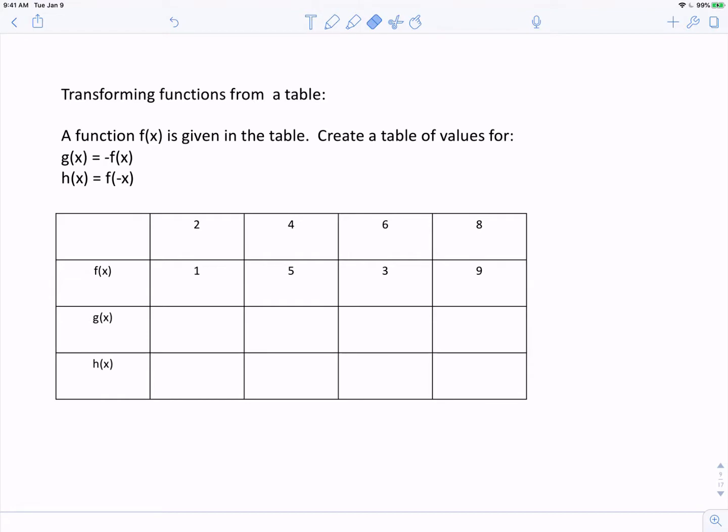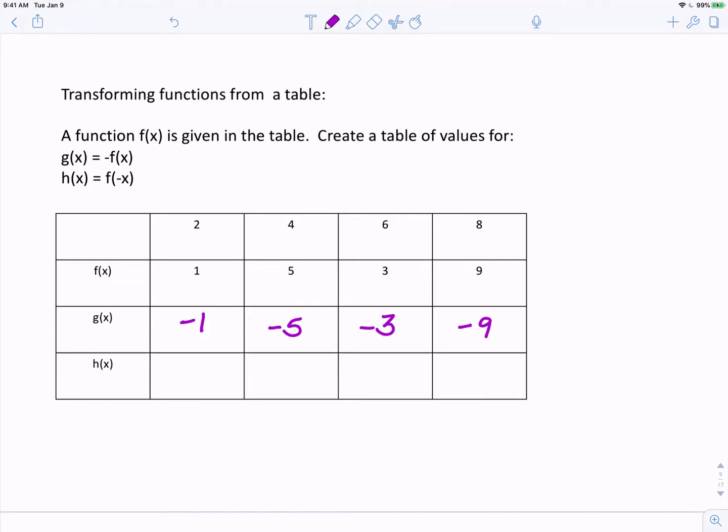So g of x is simply the opposite of f of x. So for example, if f of x is negative 1, then g of x is going to be 1. If f of x is 5, then g of x is going to be the opposite of 5. Similarly, if f of x is 3, g of x is the opposite of 3. And if f of x is 9, g of x is the opposite of 9. So g of x was a pretty easy function. Let's take a look, though, at h of x.